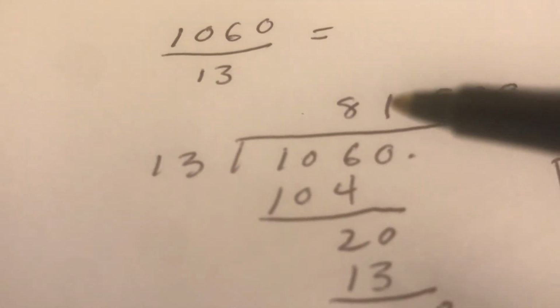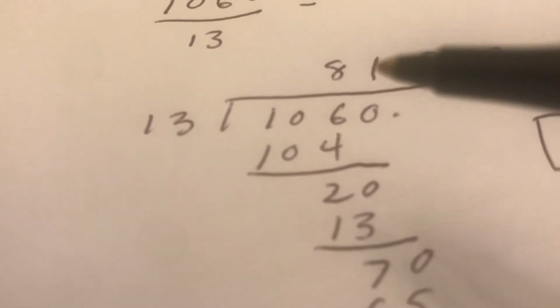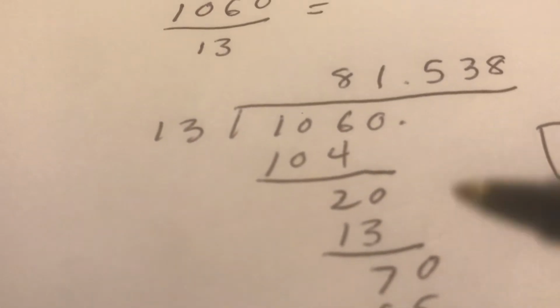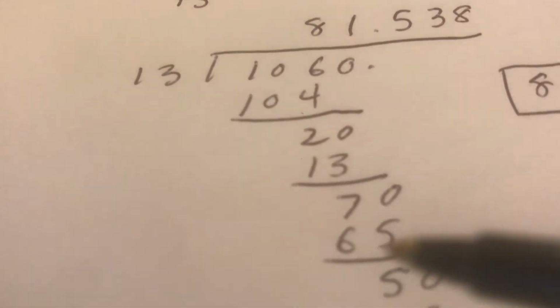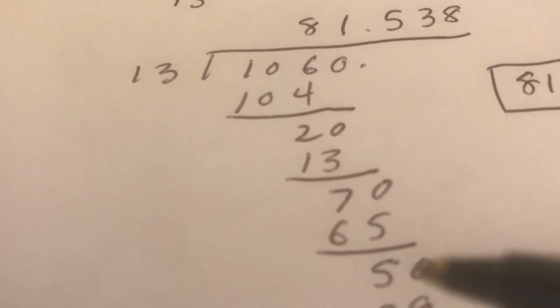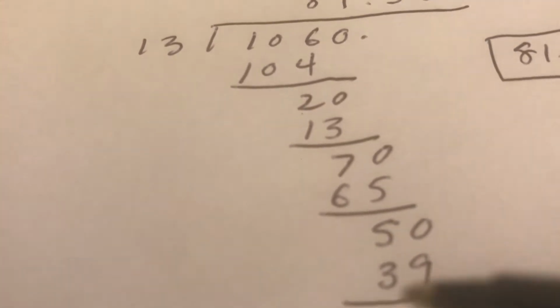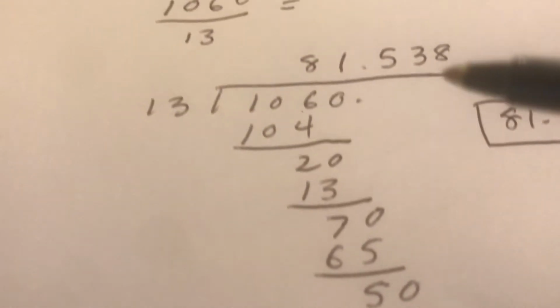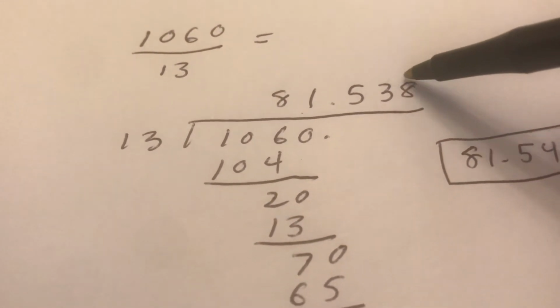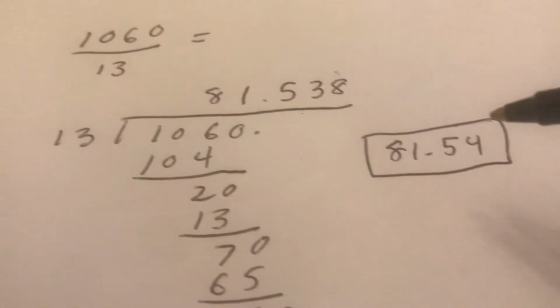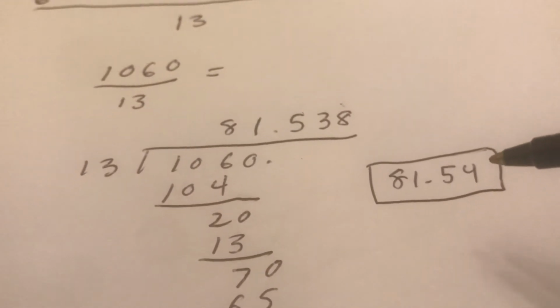13 goes into 21 once. 1 times 13 is 13, subtract, 80. 13 goes into 80 5 times. 5 times 13 is 65. Subtract. 13 goes into 150 3 times, 39. Anyway, if I round it to 2 decimal places, I see this number is 5 or above. So my answer is 81.54.